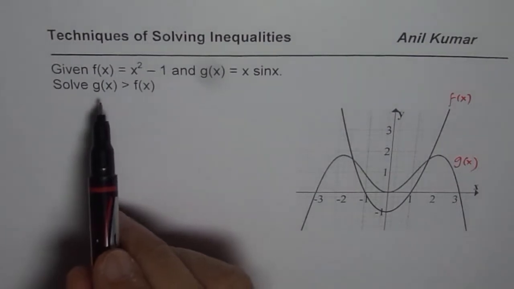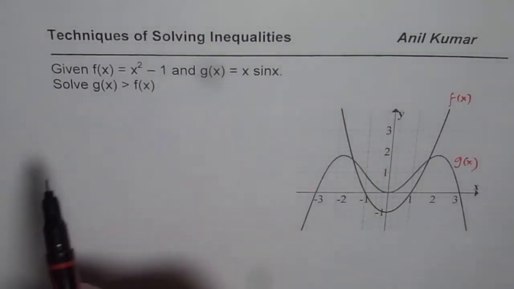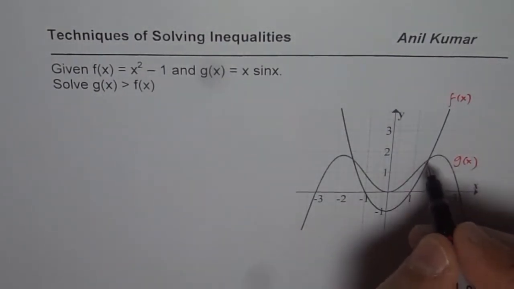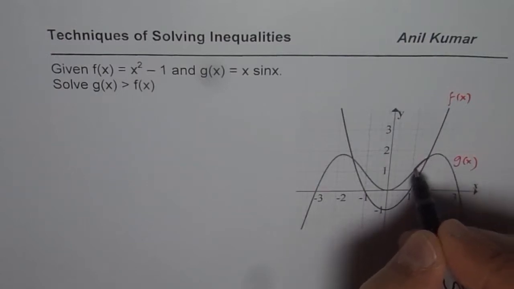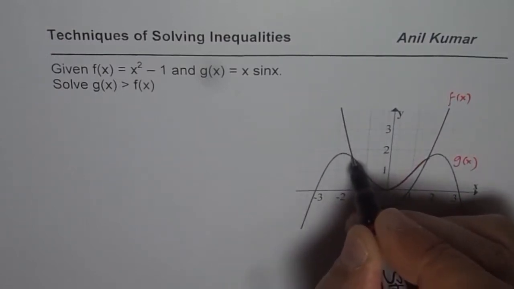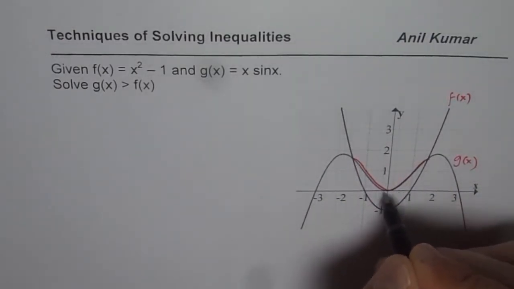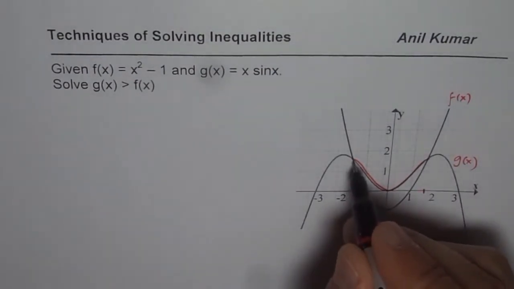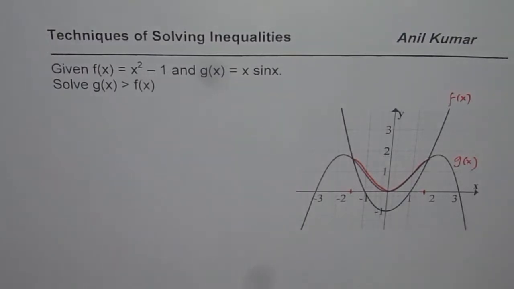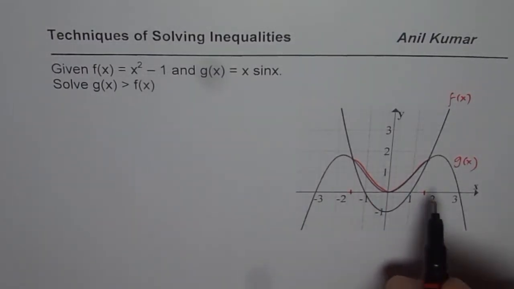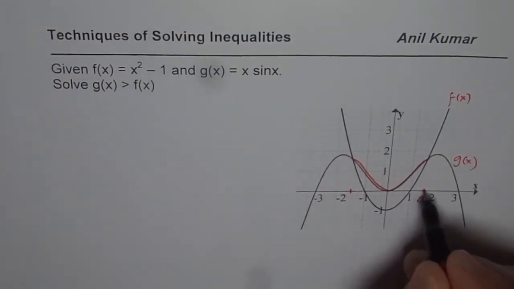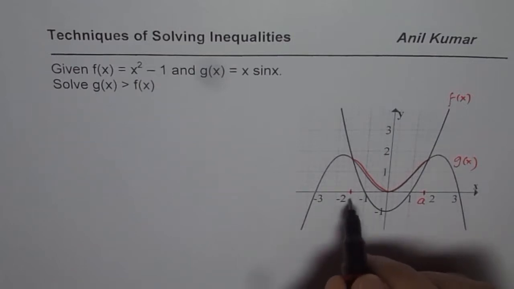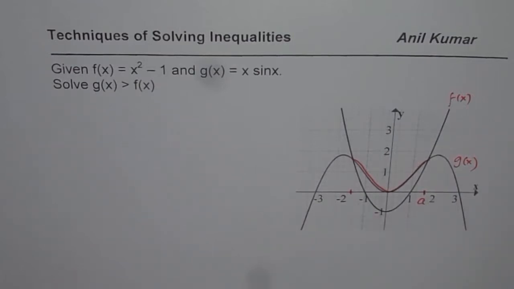and g of x is the sine wave. We need to solve for g of x is greater than f of x. So the sine wave we know is greater than f of x in this interval. Right, so that is the interval. So basically we need to find what these points are. So that is our solution. From the symmetry we can say if I find the point A here, then I know it is between plus and minus A. Right? So that is what our strategy is.